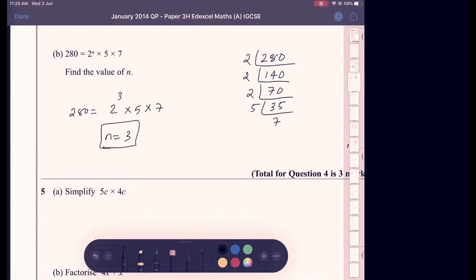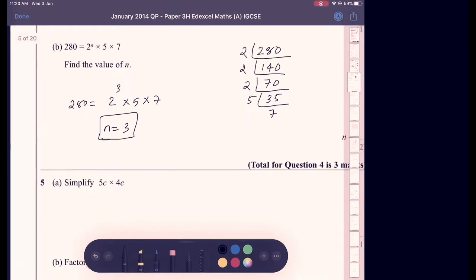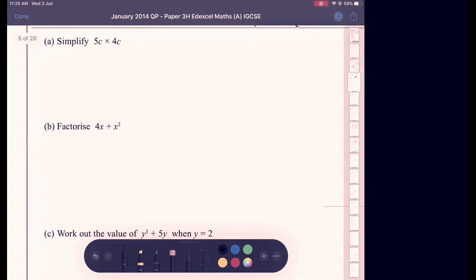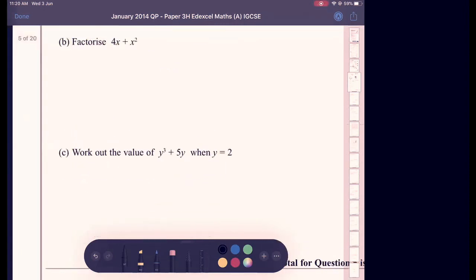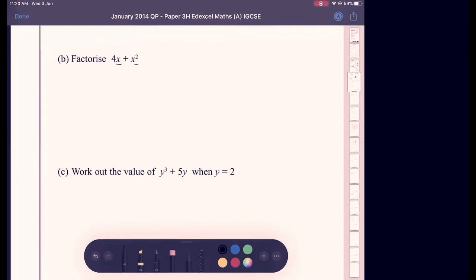Simplify 4 times 5c squared. That's 20c squared. Factorize 4x plus x squared. So what is common? The value x is common in both. So 4 plus x, with x outside.